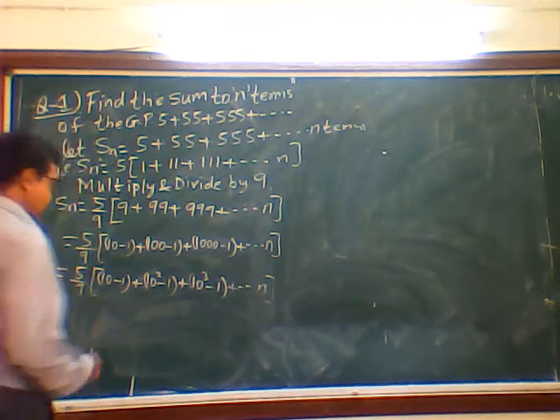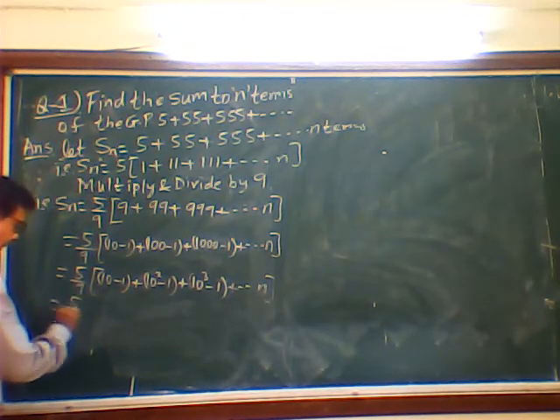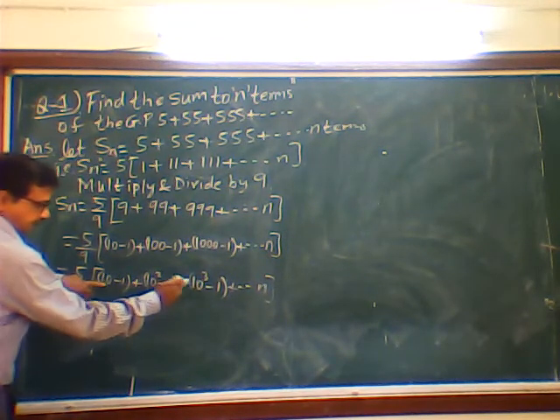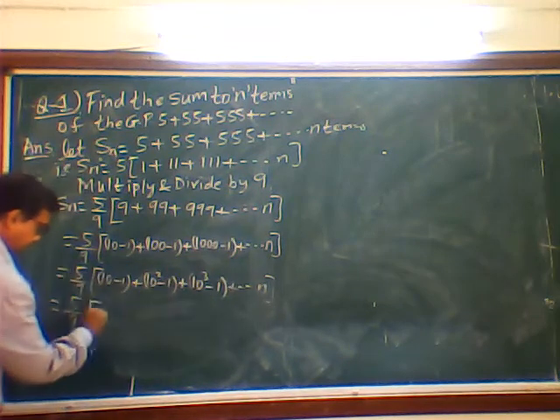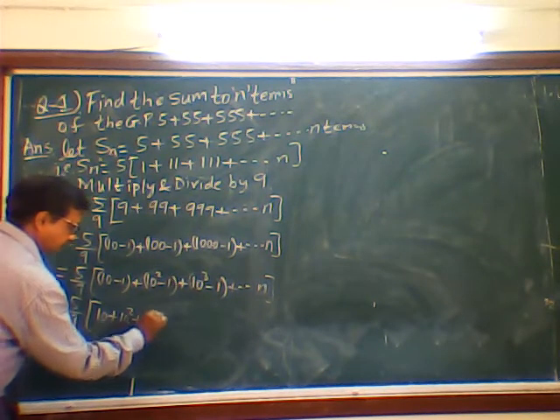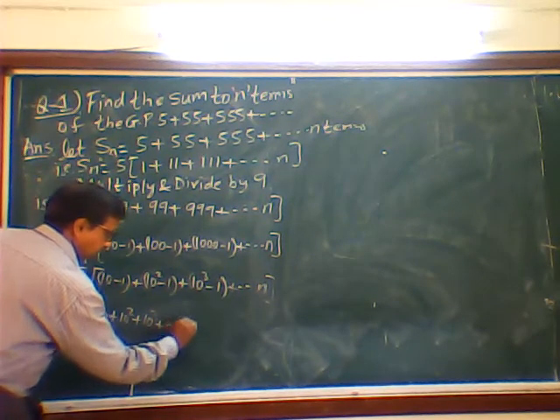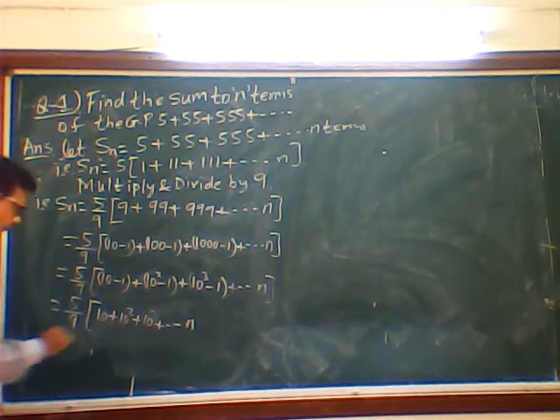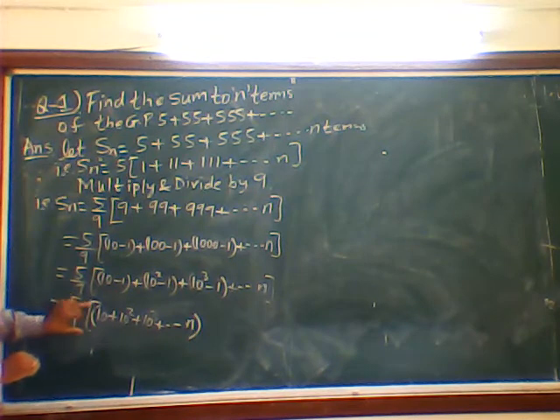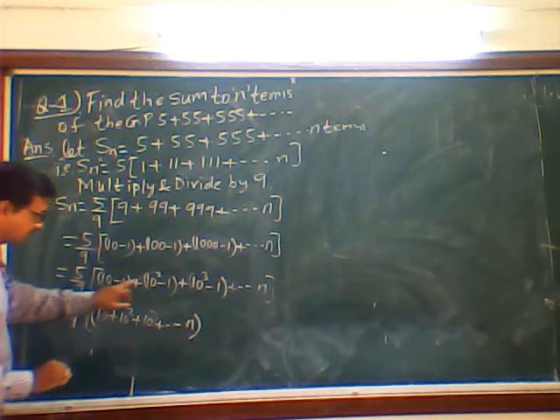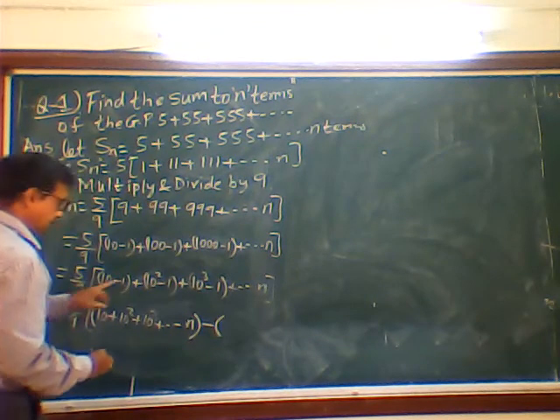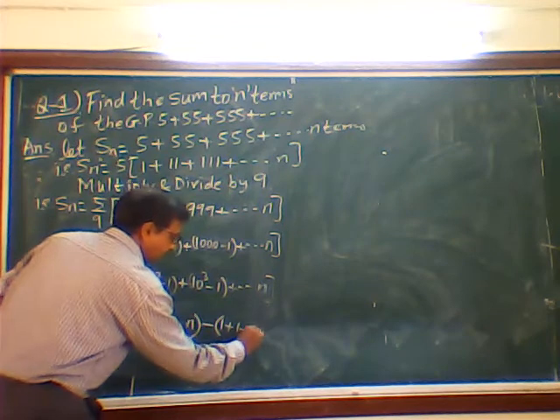Next, what I will do is 5 by 9. I will write the first terms: 10 plus 10 square plus 10 cube plus dot dot dot n. So this I will write in a round bracket, square bracket is there outside, one more round bracket here. Then here minus 1 minus 1 minus 1 is there. I will take minus sign common, and inside I will write 1 plus 1 plus 1 plus dot dot dot.